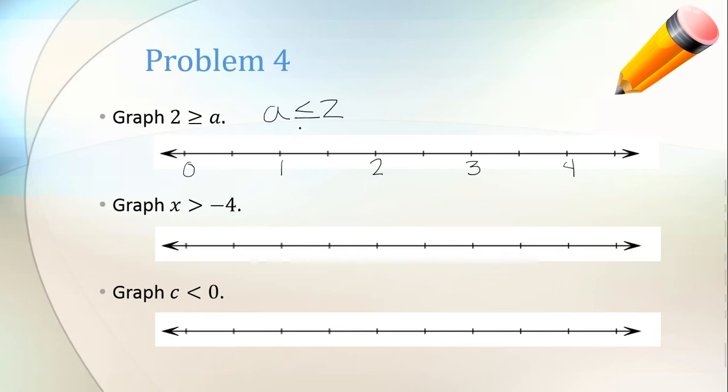So then I need to ask myself, what kind of dot am I going to have at 2? So I'm going to look at the inequality sign. Since it has a less than or equal to, I'm going to use a closed dot.